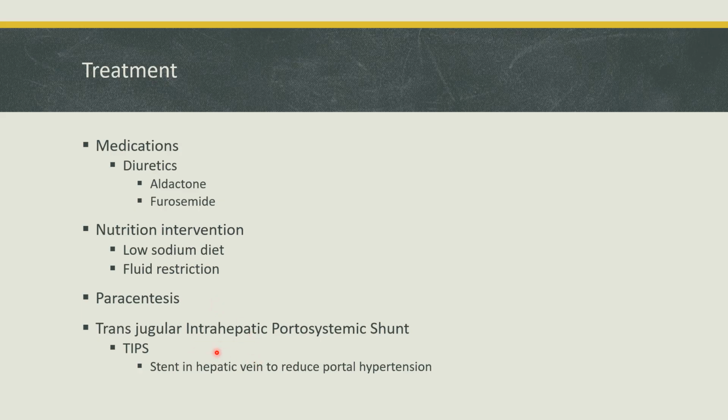Or we can do a TIPS procedure. So a TIPS procedure is actually a stent that they place in the hepatic vein to allow for more drainage, so blood doesn't get backed up as much.